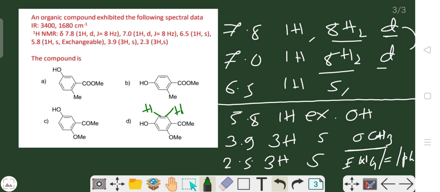They are ortho to each other, that's why the coupling constant should be 8 Hertz, and the other is 8 Hertz. Okay, fine. And they are doublets because the neighboring protons are 1 and 1. In this compound also two types of hydrogen are present in this fashion. Now look at this one. Both the hydrogens are attached to donating groups, this is OH and this is OMe. So that's why the value should be near about 7.